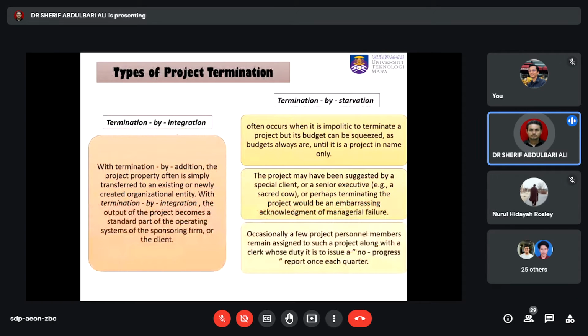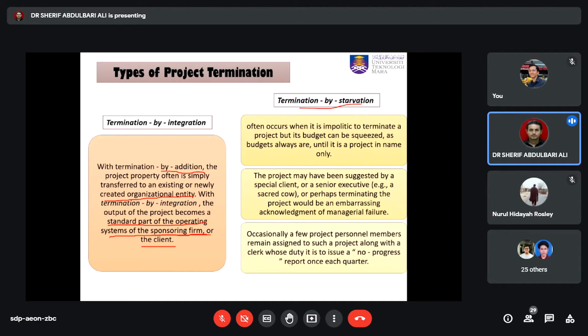Termination by integration somehow looks like addition. With termination by addition, the project is often simply transferred into an existing or newly created organization's project or entity. But with termination by integration, the output of that will become a standard part of the operating system of the sponsoring firm or of the clients. So we are using the output from the projects as a supporting operating system for the sponsoring firm.